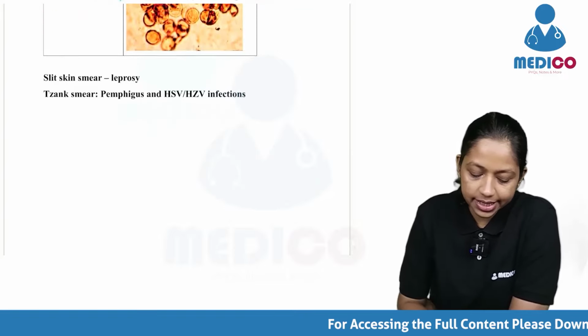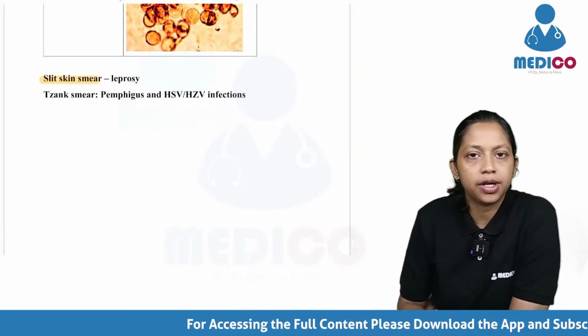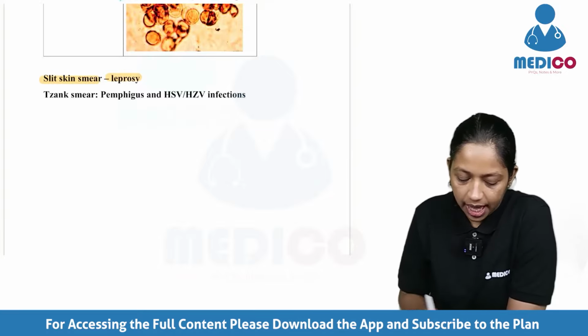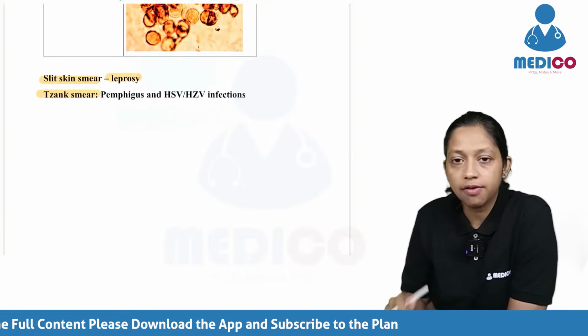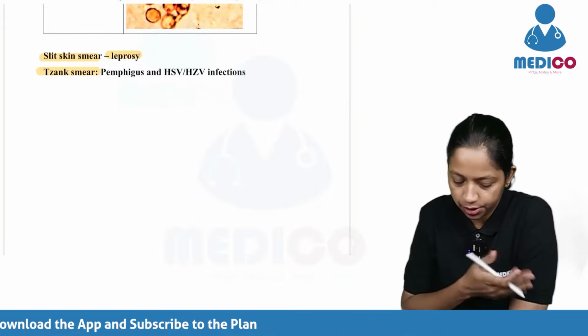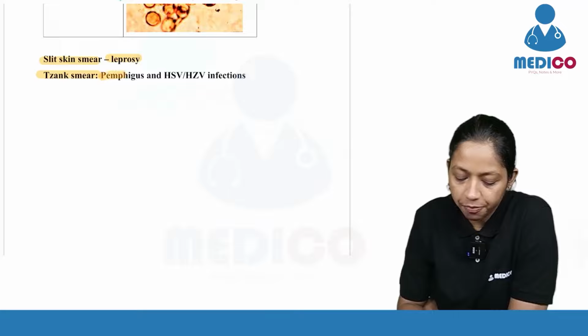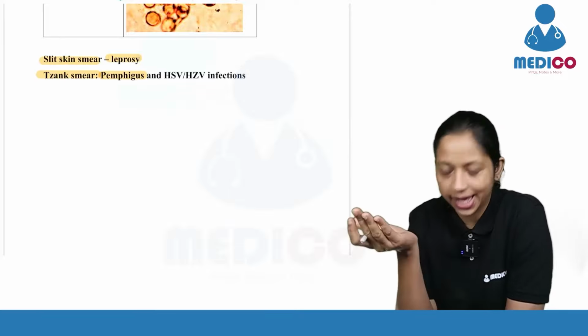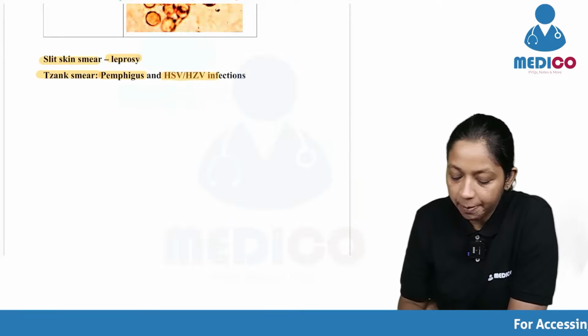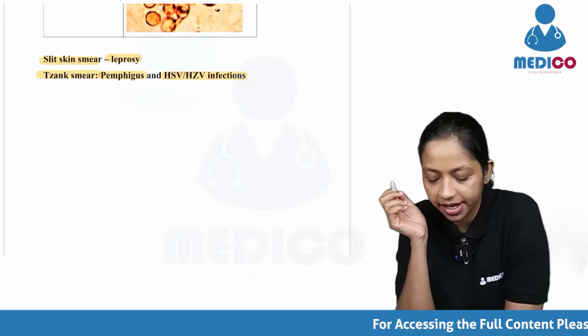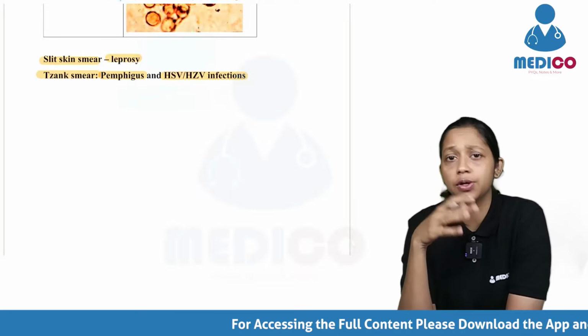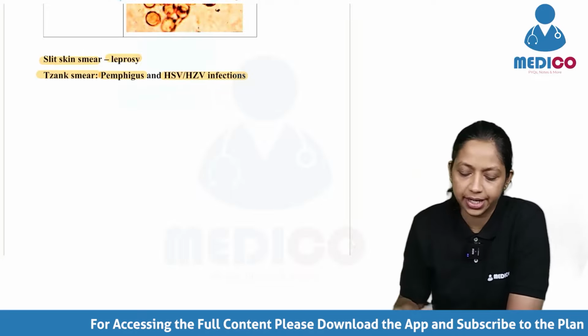Now let us see what a slit skin smear is used for. We already know it is for leprosy. And a Tzanck smear is another lab test that we usually do as a bedside procedure. That helps us in the diagnosis of the pemphigus group of disorders, which will show acantholytic cells, and in herpes simplex and herpes zoster virus infections, in which you will see acantholysis with multinucleate giant cells.